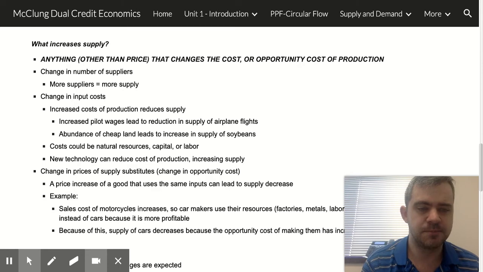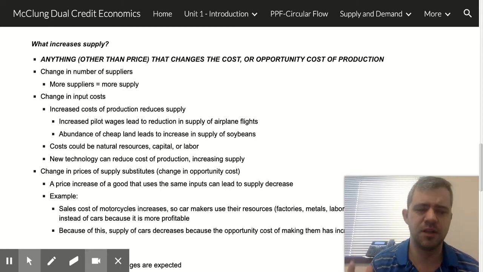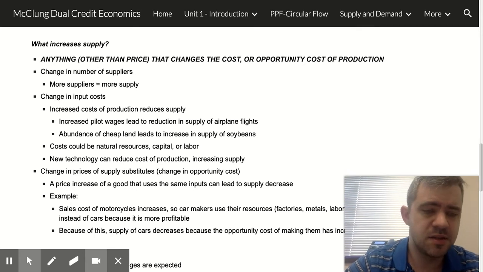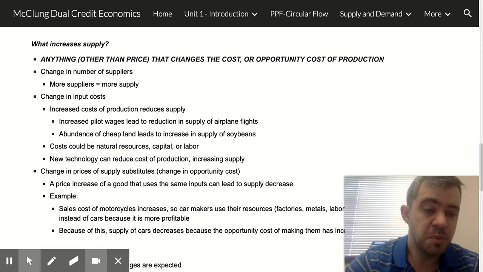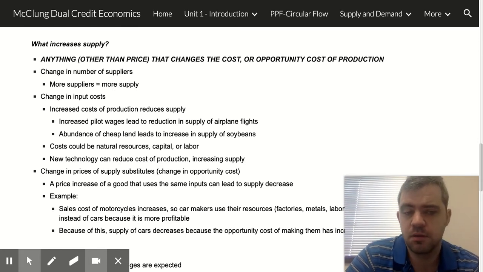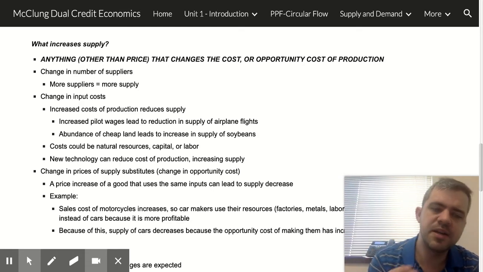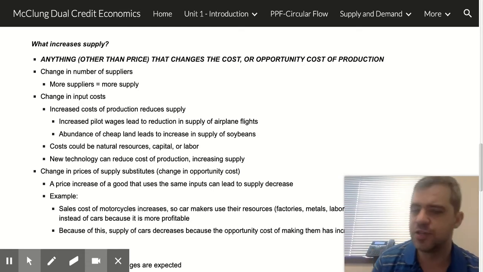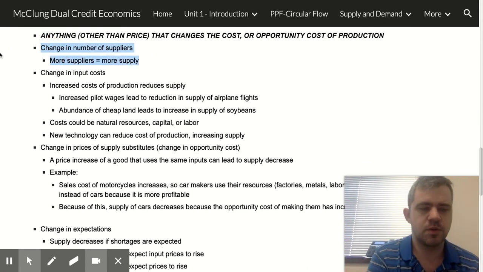Okay. So let's say something comes along and it makes it cheaper to produce. Well, as a consumer, we don't really care about that. We don't care about how easy it is to produce. That's not going to affect demand, but it is going to affect supply. So here's some things that change supply.